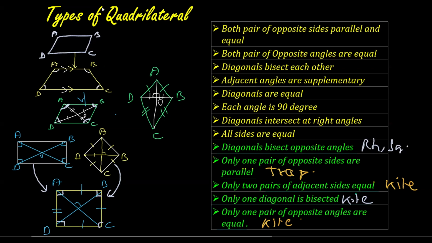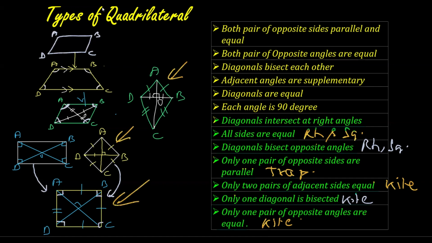Next is all sides are equal. So all sides are equal again, there in a rhombus and in a square. So it's the same, that is for rhombus and for square. Diagonals intersect at right angles. So you can figure out the diagonals intersect at a right angle in a rhombus, and if it is true for a rhombus then it should be true for a square as well, right? So these are kite, square and rhombus.